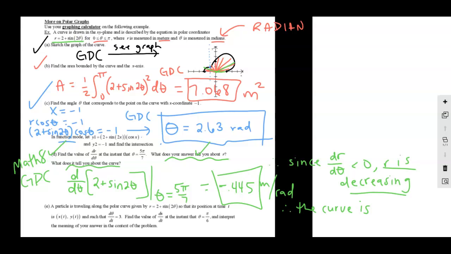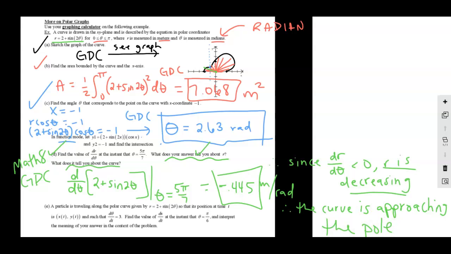They describe not x's and y's, but it says, based on this angle, how far away from the pole are we? So we know r is decreasing. So what that means is that our graph is going to be getting closer and closer to the pole. Since r is decreasing, the distance to the pole is decreasing. So the curve is approaching, or getting closer to, the pole.